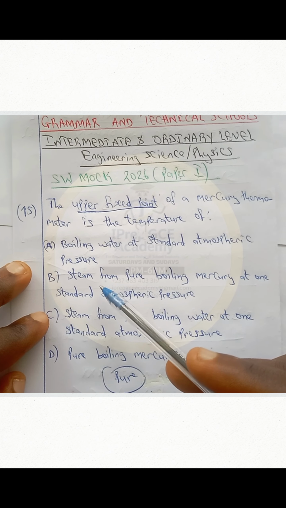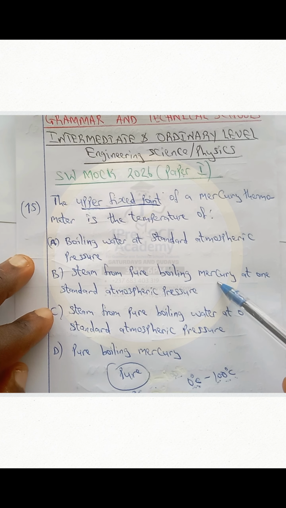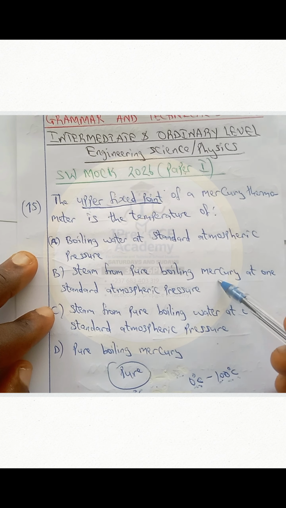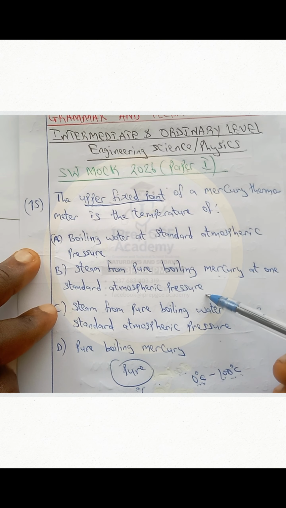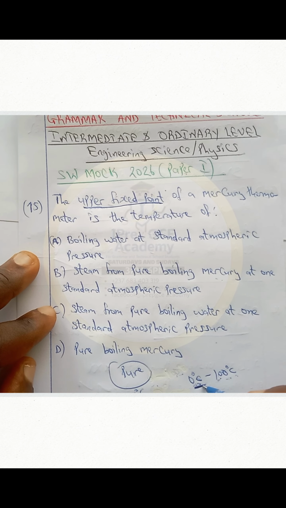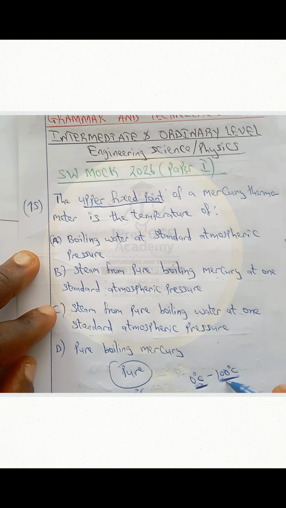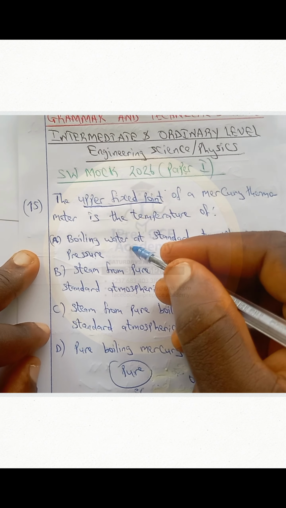The second option says steam from pure boiling mercury. Well, we don't really use mercury as the reference substance in a thermometer. We use mercury inside the thermometer. Fixed points are based on water. Fixed points are based on the ice point and the boiling point of water. They're based on water, not mercury. So the second option also is wrong.